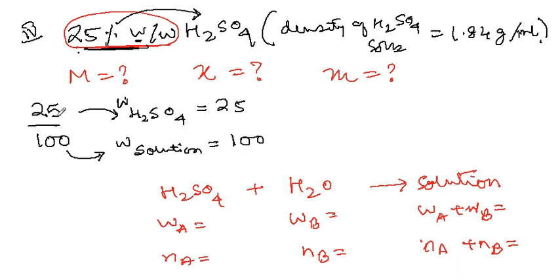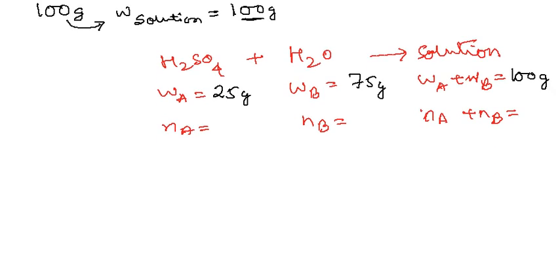And what does 25 represent here? If you have 100 grams of the solution, that means 25 gram would be the solute, that is sulfuric acid. So by looking at this, we get the weight of sulfuric acid as 25 gram, and the solution mass is 100 gram, which means the weight of the solvent would be 75 gram. So it's very simple and easy to understand.